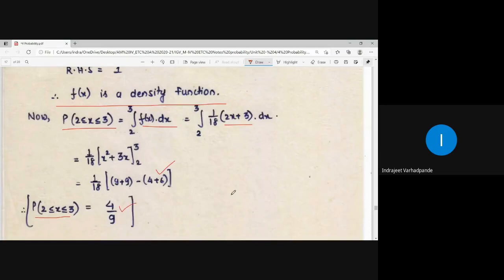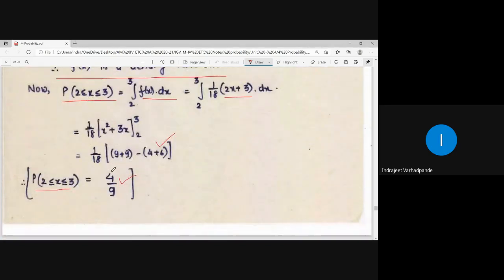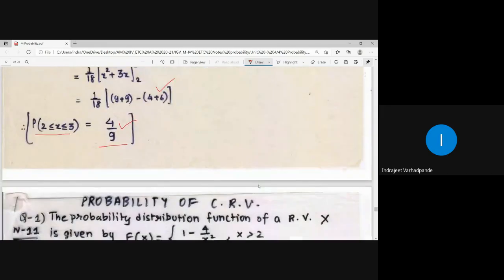So whenever you have to check whether it is a density function or not, what do you do? Check the value of the integral. If the integral for the given range comes out to be 1, we say that yes, the given function is a density function. And apart from that, for whatever range the value of the probability is asked, just integrate between the limits, because it is the probability a less than x less than b. So integration will be done between a to b, and accordingly we solve the integral by putting the upper limit and lower limit, and we get the answer which is 4 by 9.